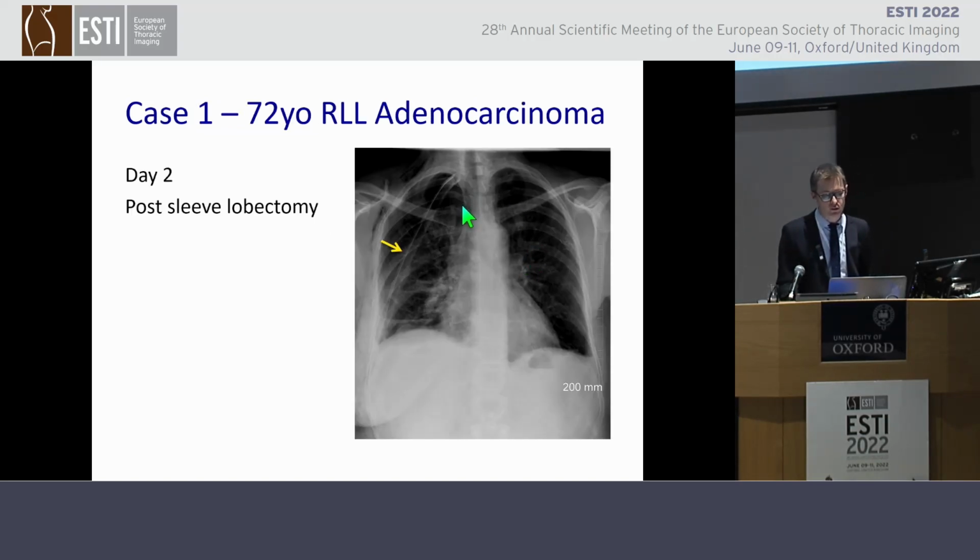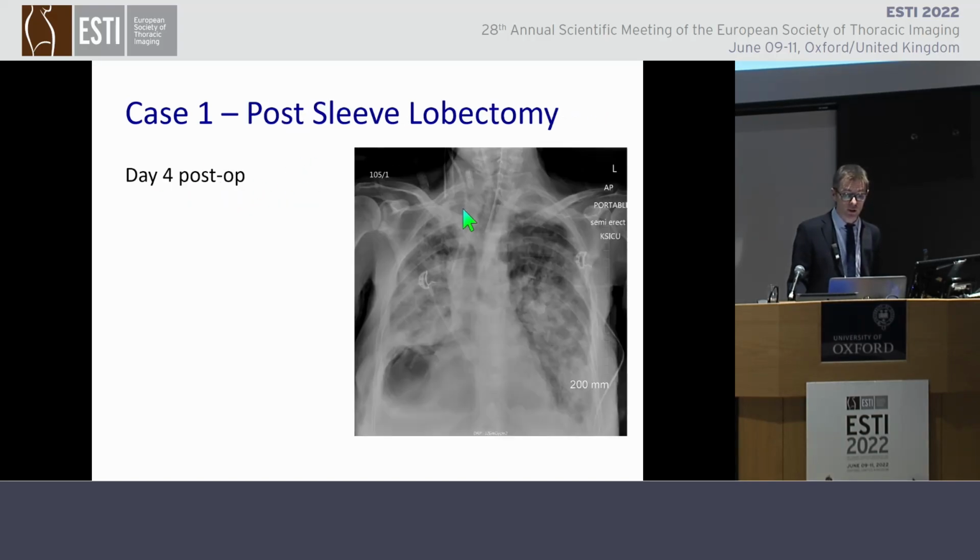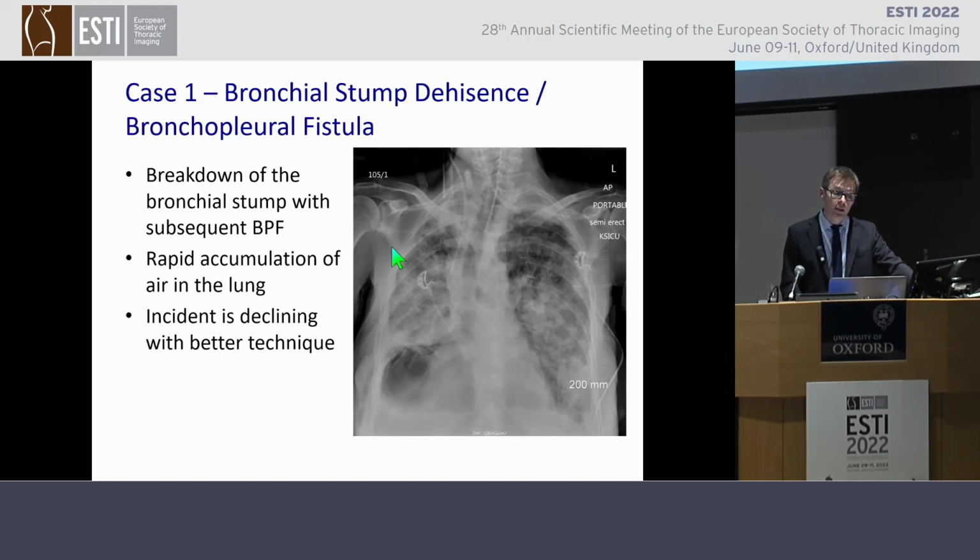So the first patient is a 72-year-old man who had a right lower lobe lobectomy for an adenocarcinoma, and had a sleeve done and everything looked fine, but on day 4 developed, and I've seen this radiograph a few minutes ago, extensive pleural air. What's obviously happened in this case is that the bronchial anastomosis has broken down and you've now developed a bronchopleural fistula. And when patients develop a bronchopleural fistula, the accumulation of air is usually relatively rapid.